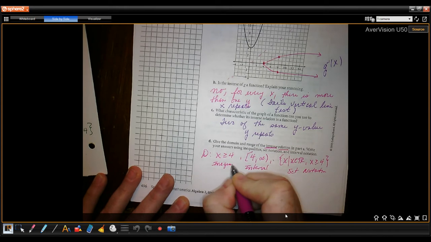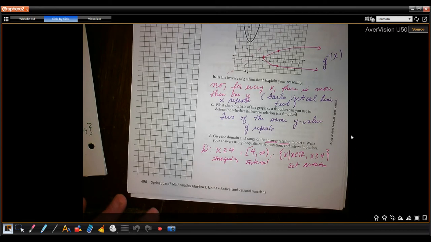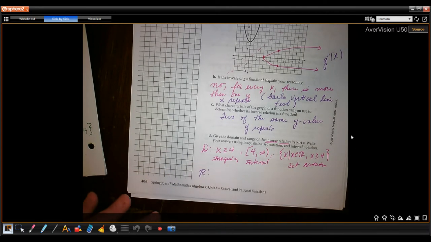Interval, inequality. Okay, so those are different notations. That's good to know, definitely for pre-cal. And then the range is what? Low to high. So you can tell with the double arrows.